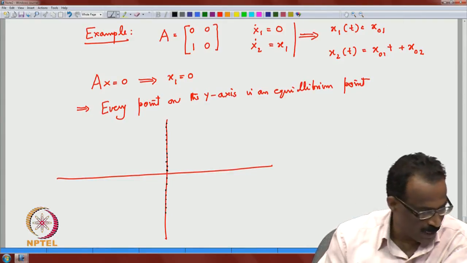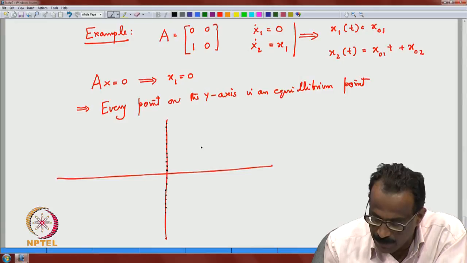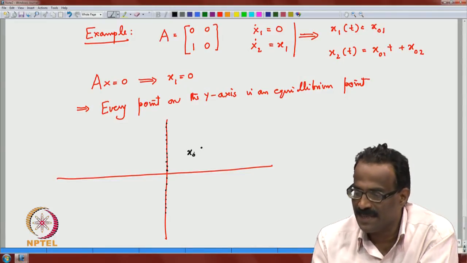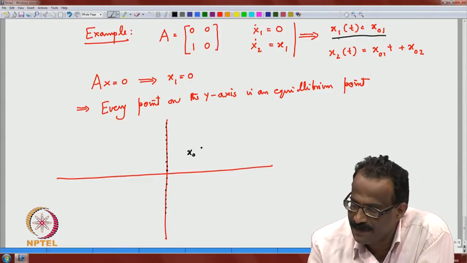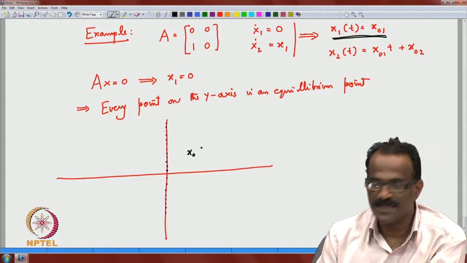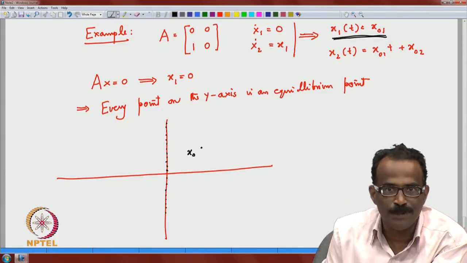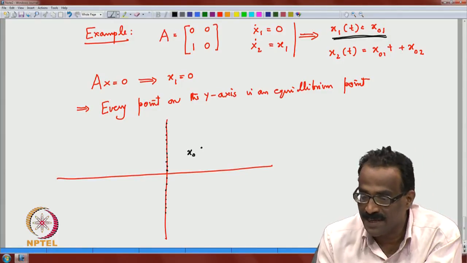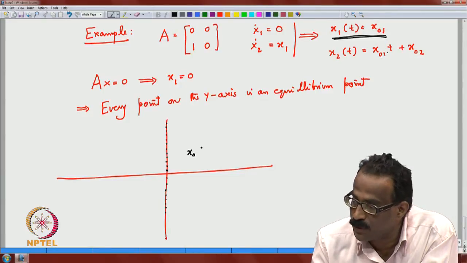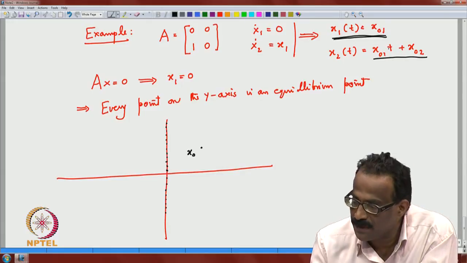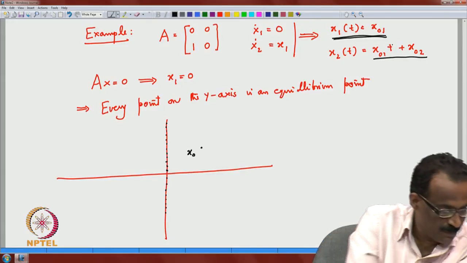So now let's look at any point x naught here, again. What does it say? This tells you that again, x1(t) is x01. So it should remain on the perpendicular line still. And the second one, because of the x01 t term, it depends on how this behaves as t tends to infinity.